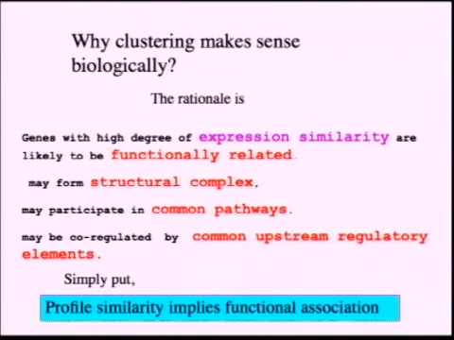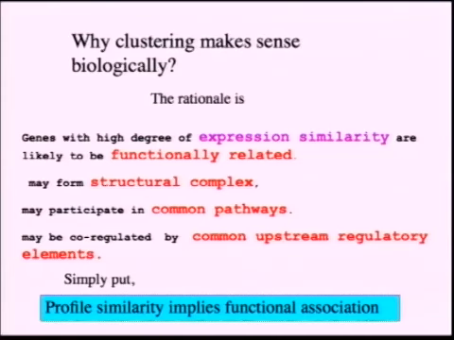So this is the biologist's way to think that clustering is making sense. This is based on genes with a high degree of expression similarities. They may form structural complexes, or they may participate in common pathways, or in terms of gene regulation, they probably share some common upstream regulatory elements.